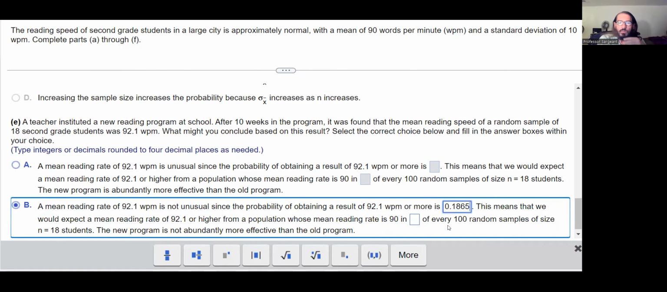0.1865. That would mean that when we're talking about a simple random sample of 18 students, we should see that mean reading rate showing up. If we multiply this by 100 and then round, we would see that showing up in 19 out of every 100 random samples of size 18. And so this does not seem to be very unusual, and therefore not a program that is making a huge difference, apparently.